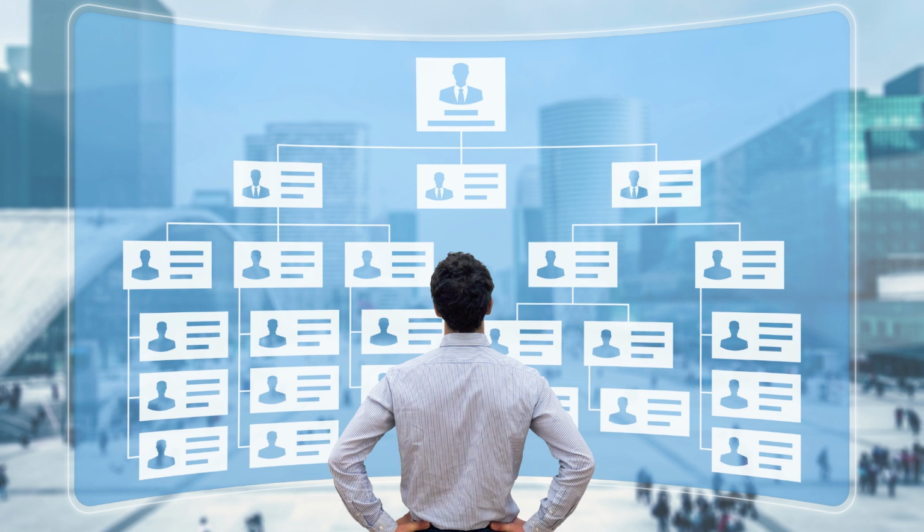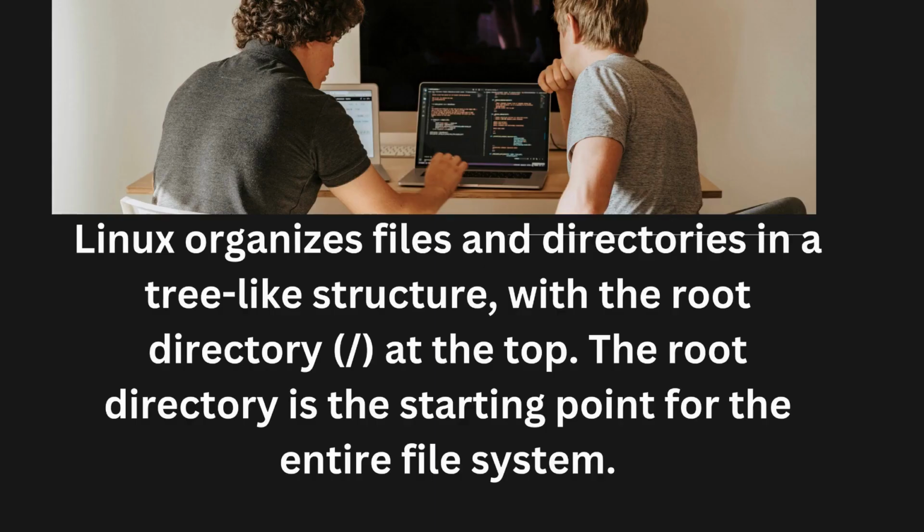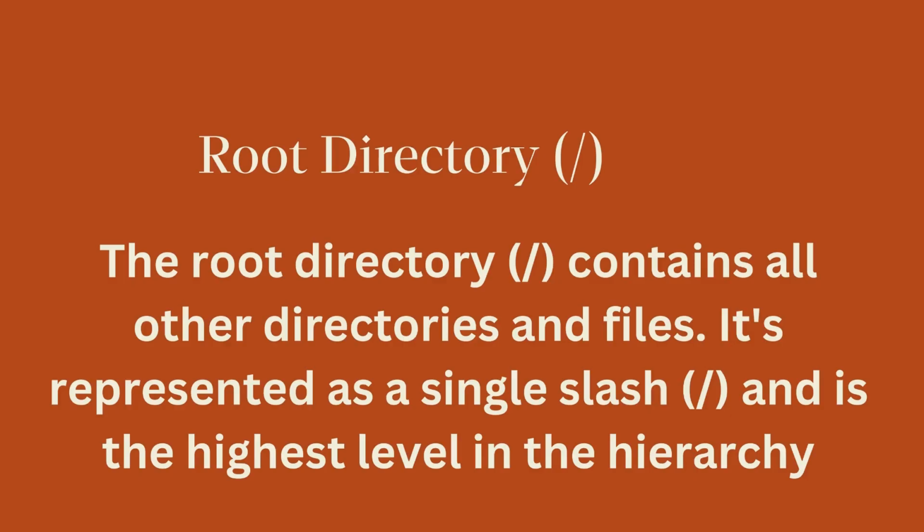Overview of the Linux file system hierarchy. Let's start with an overview. Linux organizes files and directories in a tree-like structure with the root directory, which is also called slash, at the top. The root directory is the starting point for the entire file system. The root directory contains all other directories and files. It is represented as a single slash and is the highest level in the hierarchy.